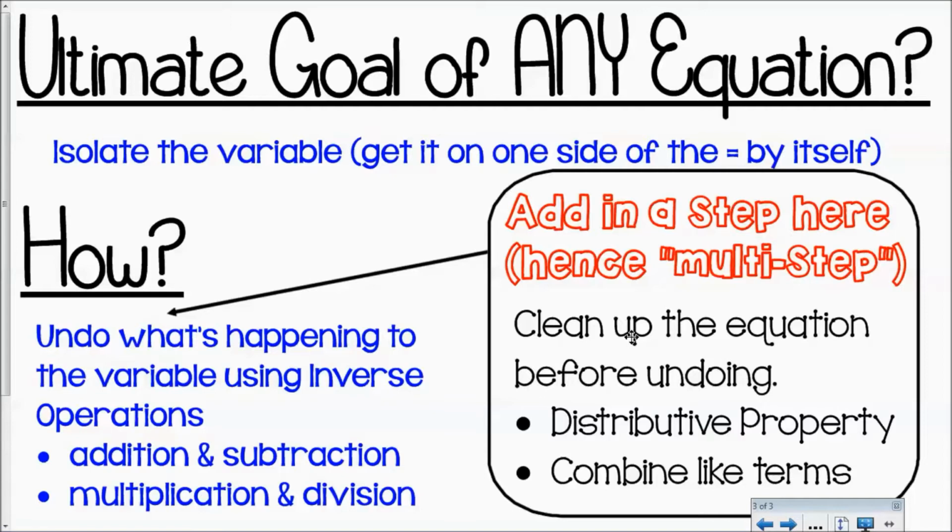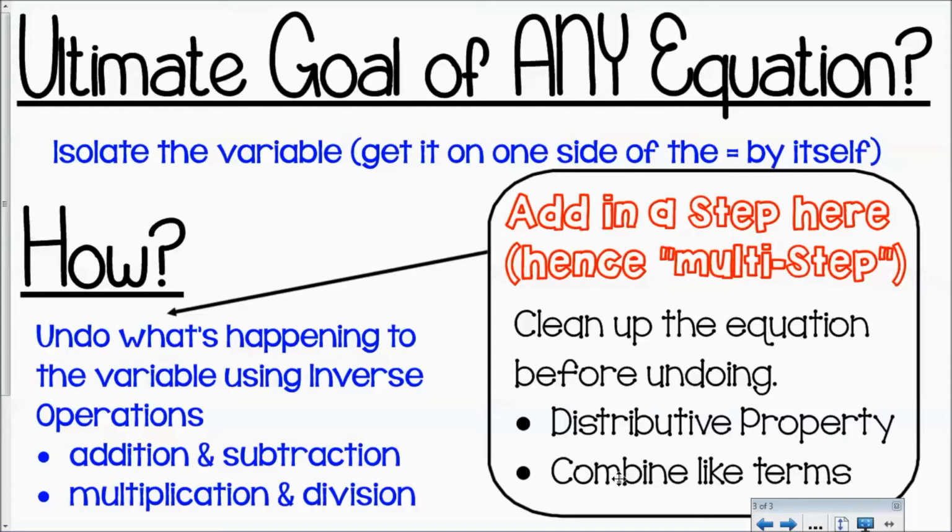Before you start your undoing, you need to clean up the equation. This saves you steps. So you're going to simplify each side of the equal sign. Look to the left of it, look to the right of it. Are there things that I can do to clean it up? Such as using distributive property. When you see a number right up against the parentheses, your automatic reaction should be to distribute that number.